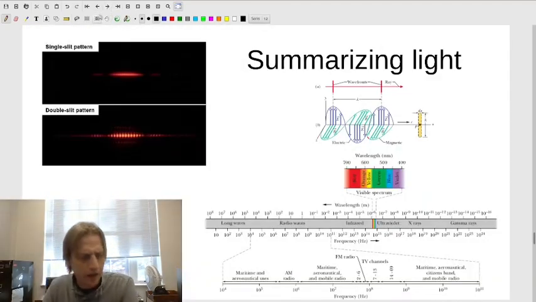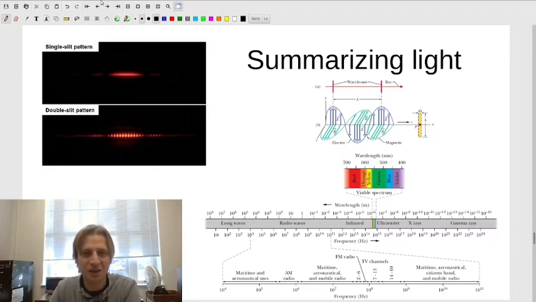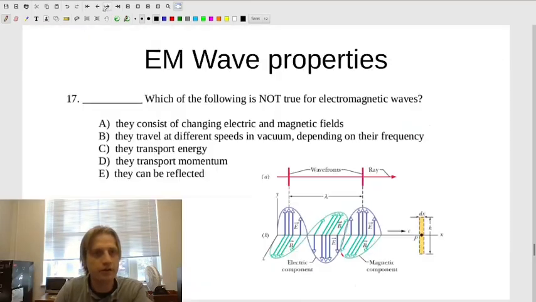All right, and finally, we're up to our last section, summarizing light. So we talked last time about how light has particle and wave-like qualities, the wave-like qualities being, of course, that you can get these interference patterns.